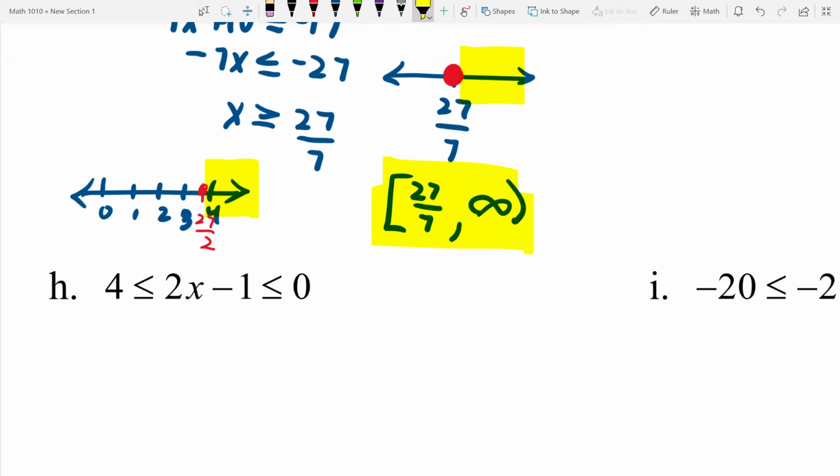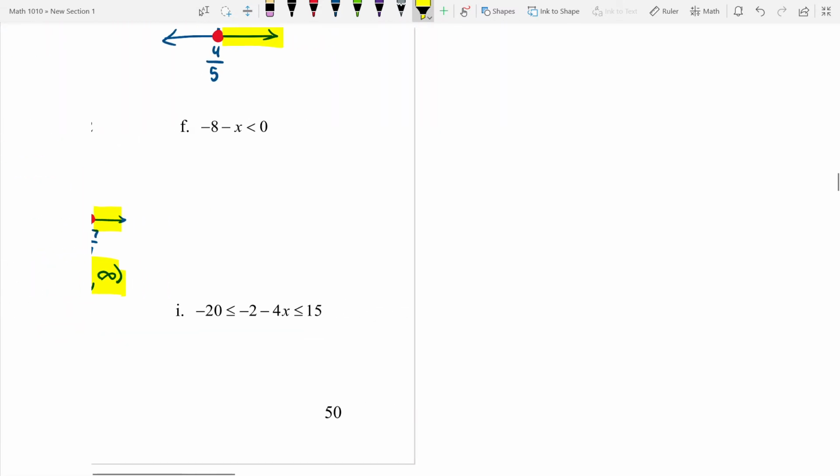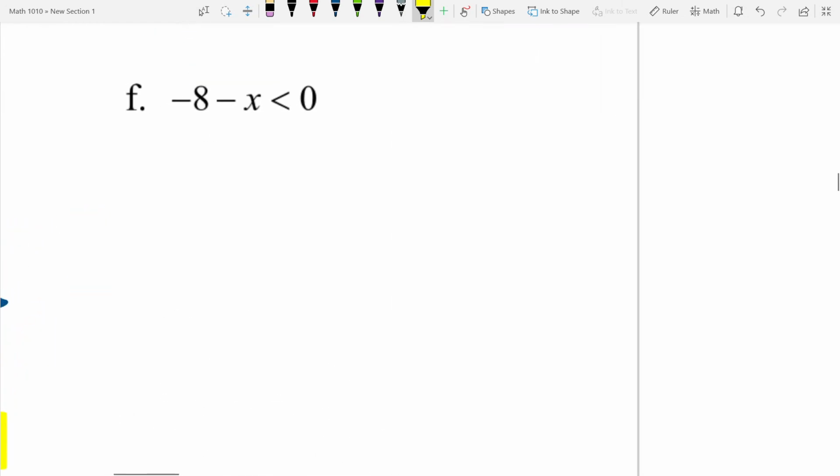So you just need to know how to be able to evaluate that if necessary. Okay, here's question F. Starting to look weird. Tell me what to do. Add the 8. So now you have negative x is less than 8. What do I do now? Divide by a negative. And I get x is, talk to me, greater than negative 8. Yeah, so it really wasn't that bad.